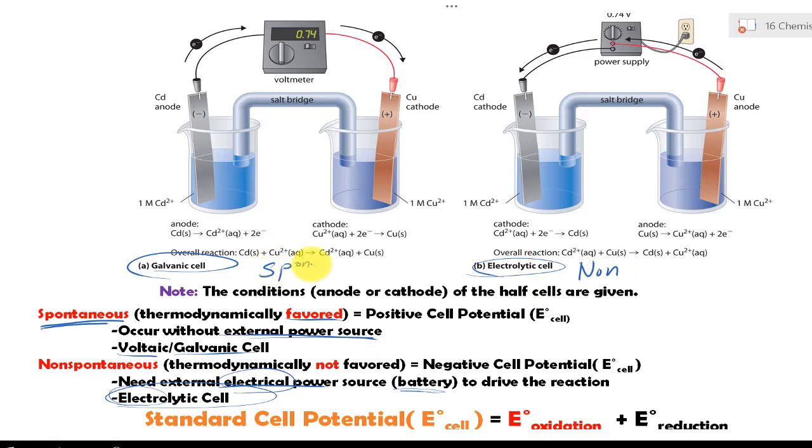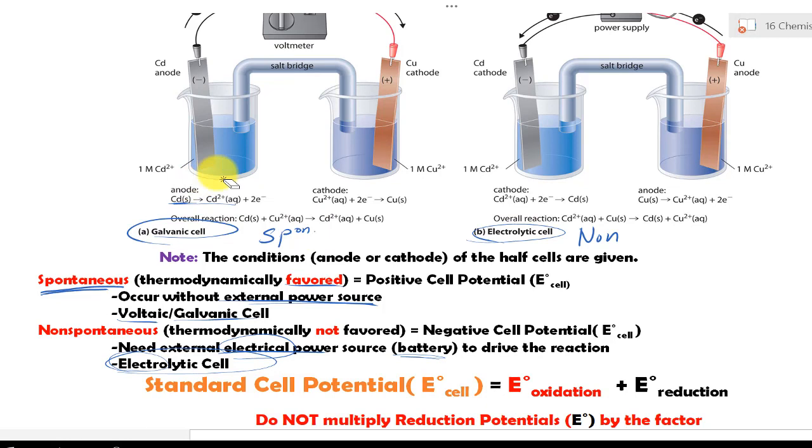Okay. Now let's talk about how to determine if a redox reaction is spontaneous or non-spontaneous based on the half cells, especially the reduction potential of the half cells. So let's compare the two different types of cells based on their type of redox reaction. Here we have the anode half cell made of a cadmium electrode, and on the cathode side we have copper. But then we take the system and we flip it. That is, we make the cadmium the cathode and the copper the anode. In this case, we have cathode as cadmium and anode as copper.